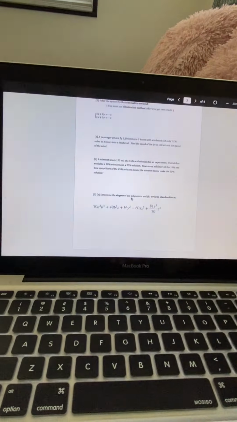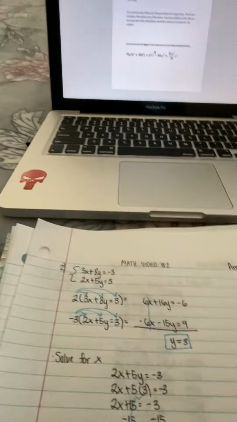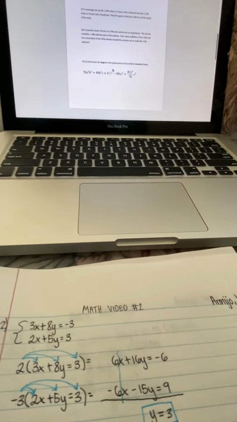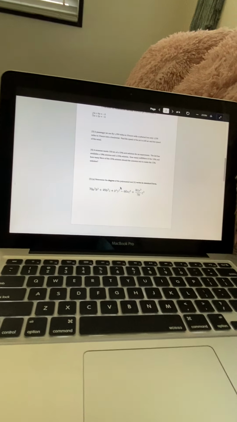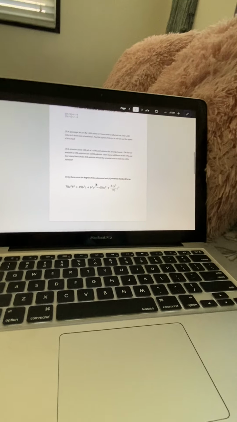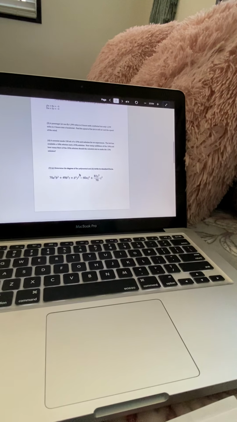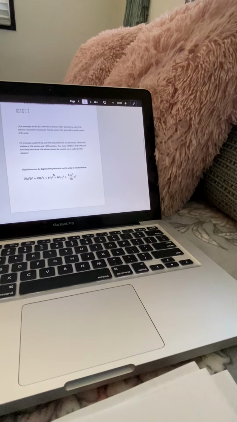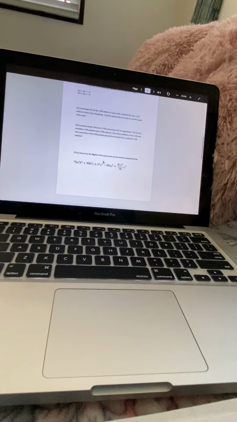Okay, so number 4 is a word problem. I'll go ahead and read it so I can explain how I got my problem. It says, a passenger jet can fly 1,290 miles in 3 hours with a tailwind, but only 1,230 miles in 3 hours into a headwind. Find the speed of the jet in still air and the speed of the wind.